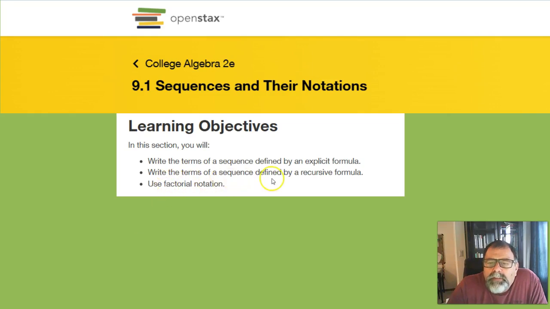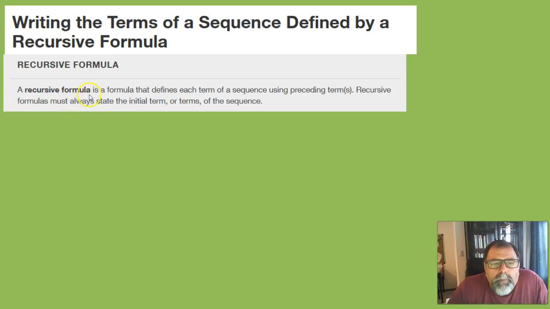Write the terms of the sequence defined by a recursive formula. Okay, so that's our next learning objective. A recursive formula is a formula that defines each term of a sequence using preceding terms. Recursive formulas must always state the initial term or terms of the sequence. So this is a common way of defining sequences: you start out the sequence and then say what you do to that term to get to the next term, or what you do to the previous 2 terms to get the term you're on, right?